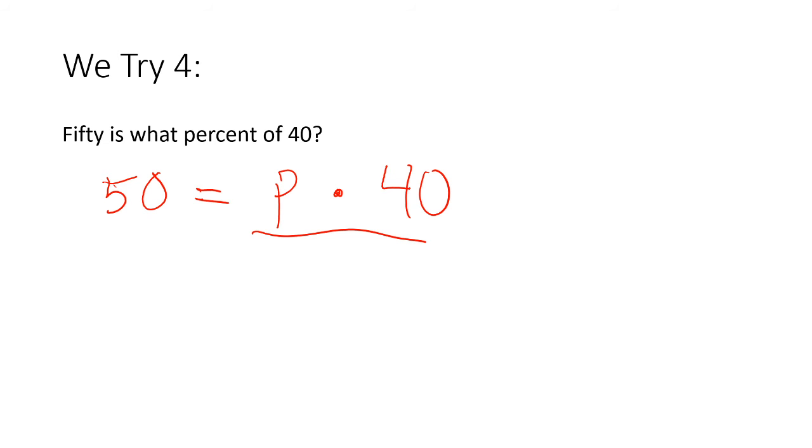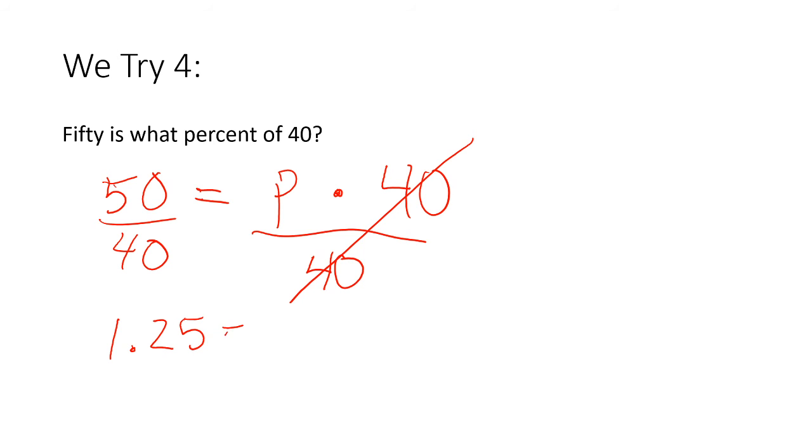Let's try another one. 50 is what percent of 40? So I need to divide both sides by 40 to get P by itself. 50 divided by 40 is 1.25. So I need to convert that into a percentage by moving the decimal 2 places to the right. And I'll get 125%.